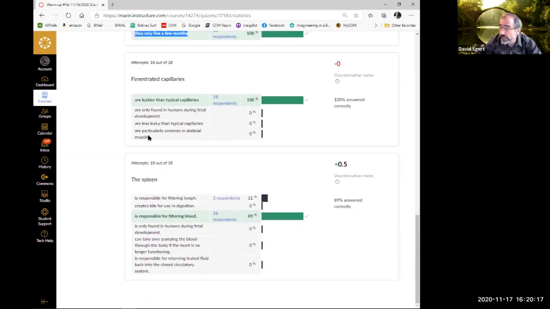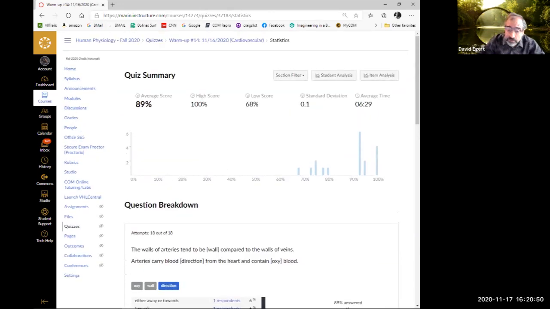Fenestrated, everybody got that. And the spleen. The spleen does not filter lymph. Spleen filters blood. When I think about it, it's like a lymph node, but instead of filtering lymph, it's filtering your blood. It's got the same white blood cells in there, the lymphocytes and the macrophages that make up the lymphoid tissue, but it's used to filter your blood. So that is that.